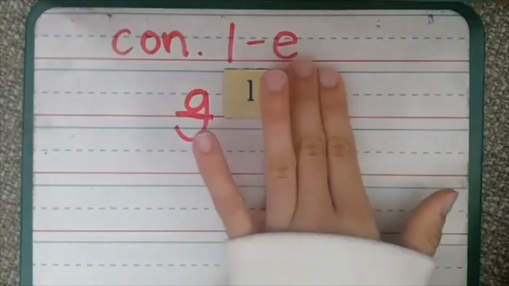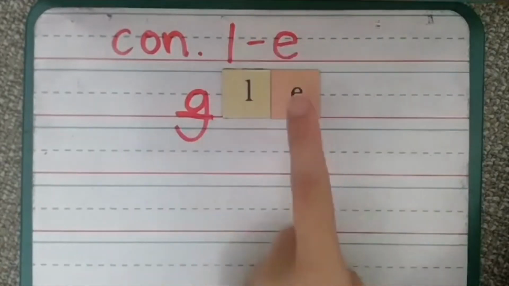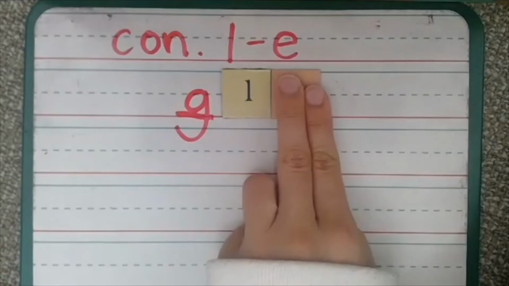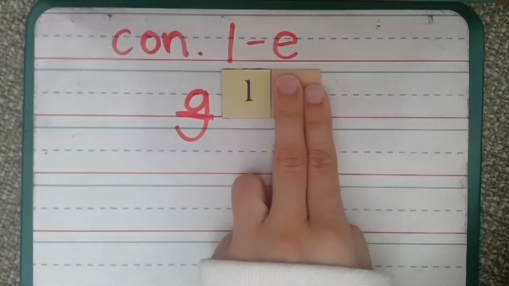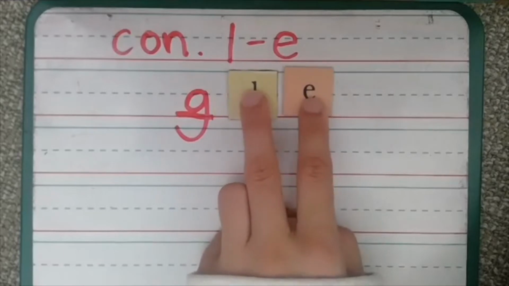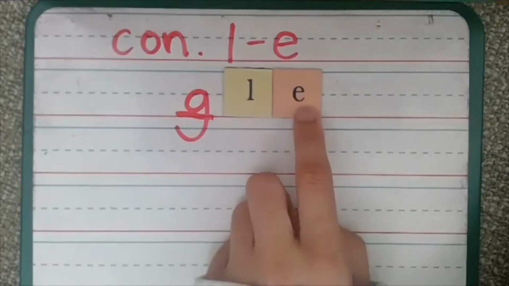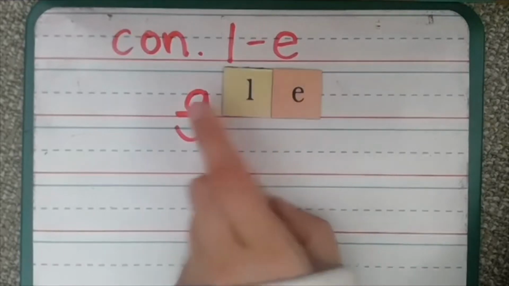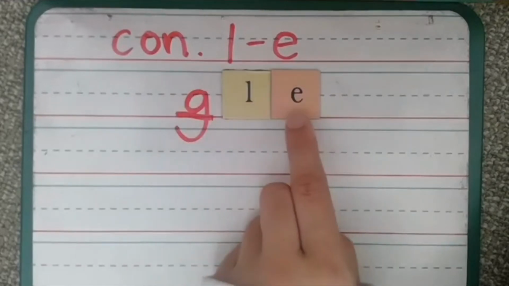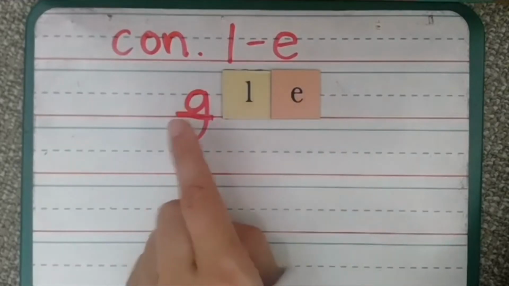I'm going to cover the E, and I want you to read the blend GL. What does GL say? Go. Say that. Go. Make sure you have that G sound there. Go. The E is silent, and it's once again volunteered to be in a syllable without making a sound. So the E doesn't make a sound in this syllable. So GLE just says go. Say that again. Go.